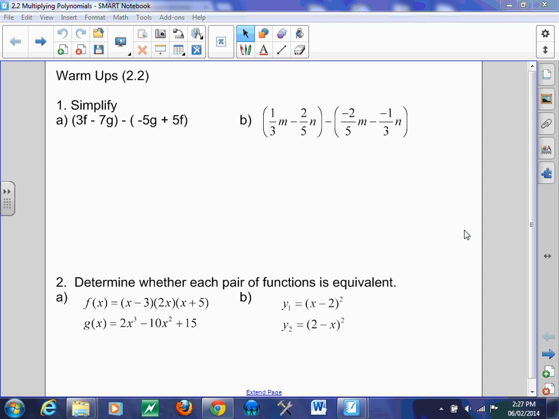Class, welcome to lesson 2.2, multiplying polynomials. Let's do a couple of warm-ups, ladies and gentlemen, just to refresh last day's lesson.